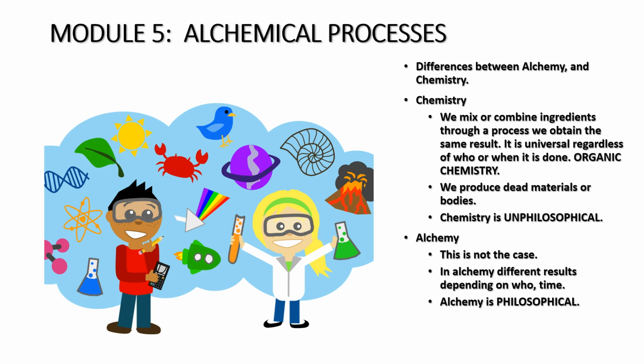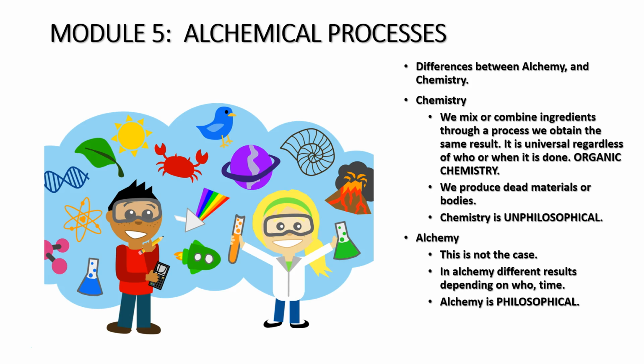In chemistry, we mix and combine the ingredients through a process and we obtain the same result. No matter who does the experiment, if you follow the instructions correctly, you will come out with the same product. It is universal, regardless of who or when it's done. This is pretty much analytic and organic chemistry. We produce dead materials or bodies. Chemistry is said to be unphilosophical.